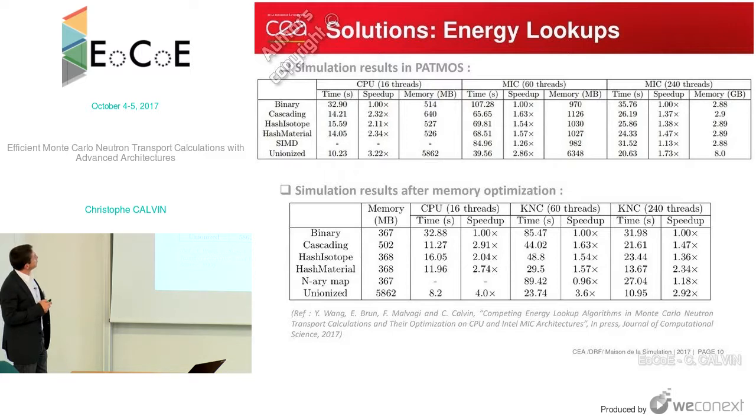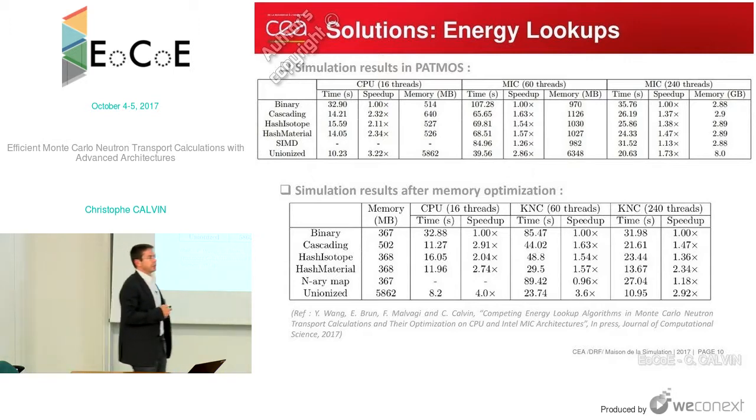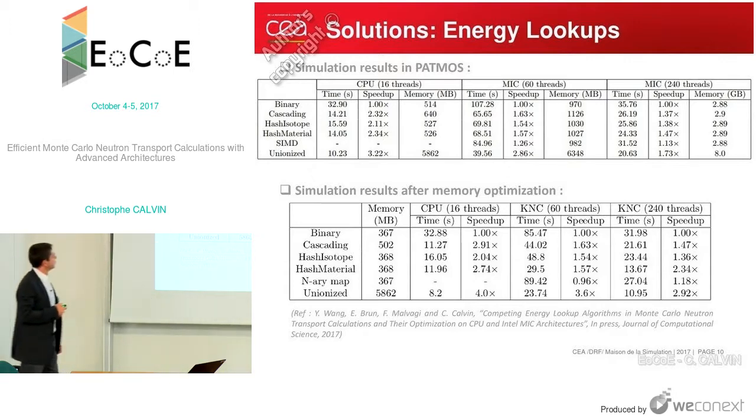The reference is always the binary search, and we have some speedup depending on the version of the algorithm we use. On a classical CPU, in this experiment the Sandy Bridge processor rather than Broadwell, we obtained up to a factor 3 acceleration with the unionized, but you see that the memory footprint is huge, almost 6 gigabytes compared to 500 megabytes.